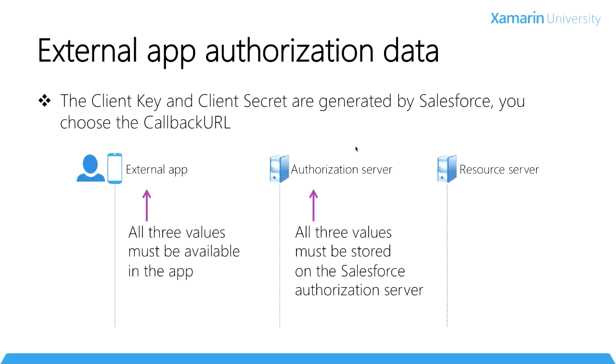As we've now seen, we need three pieces of information to authorize against Salesforce. We need a client key, a client secret, and a callback URL. Salesforce generates the client key and the client secret for us. Our job is to copy them into our application and then send them to Salesforce during authorization. The last part, the callback URL, is for us to choose and specify and then also include in our application.